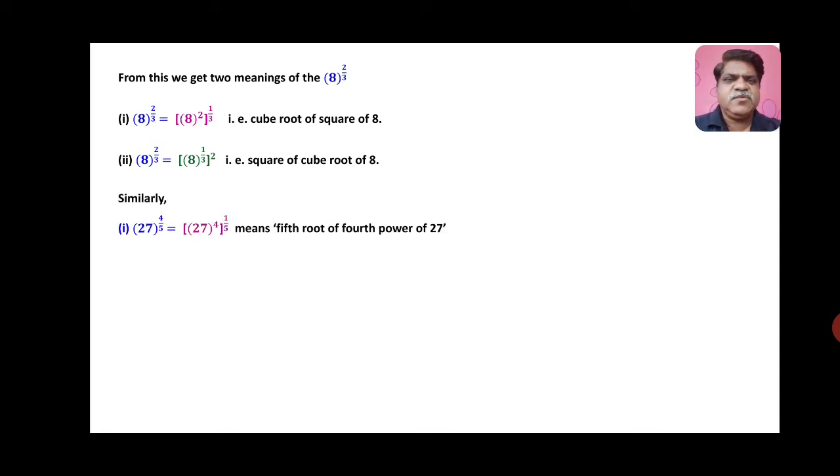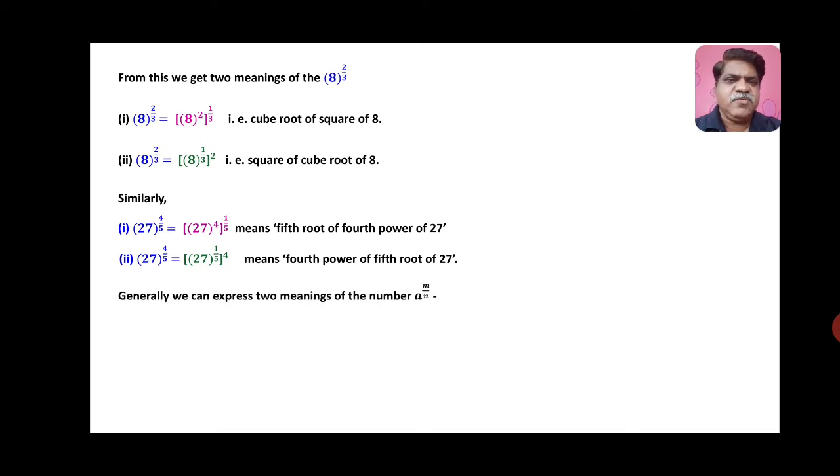Similarly, 27 raised to 4 upon 5 can be written as (27 raised to 4) raised to 1 upon 5, meaning the fifth root of the fourth power of 27. One more way, 27 raised to 4 upon 5 can be written as (27 raised to 1 upon 5) raised to 4, and the meaning of this one is the fourth power of the fifth root of 27.